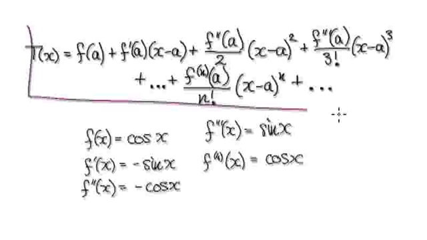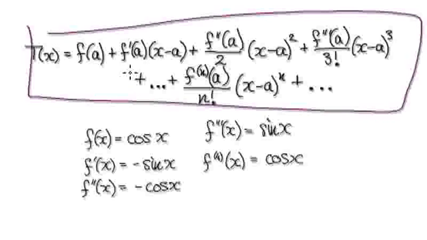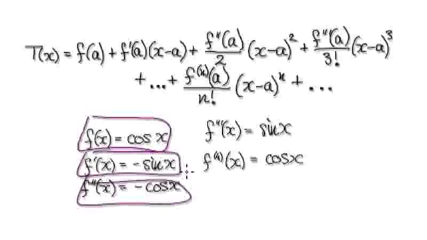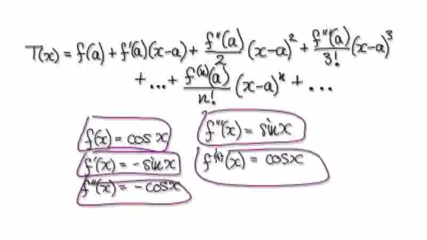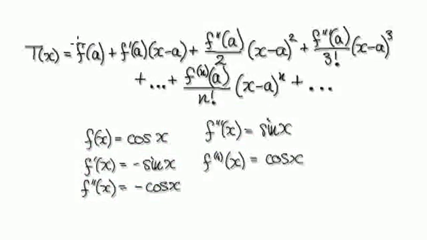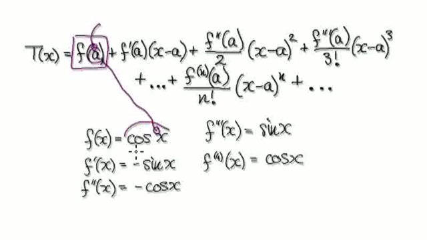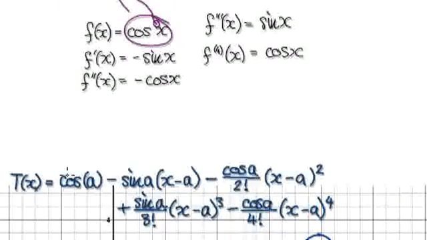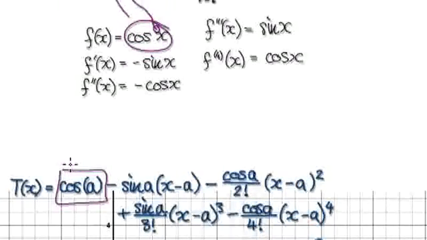So this is your formula for the Taylor series. This is our function here. Let's find the first derivative, the second derivative, third, fourth. Looking at this, we would need to look at the original function evaluated at a. So put a into here. This would then give us cos of a for our first term.